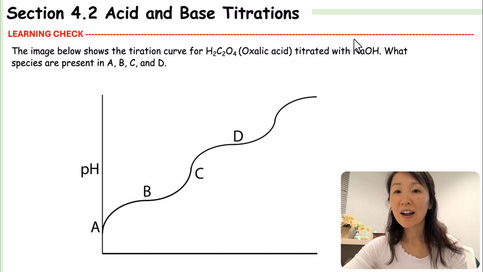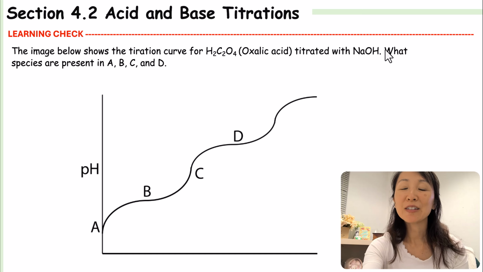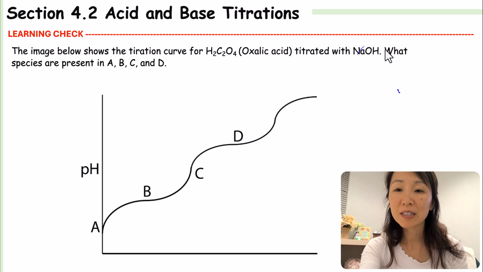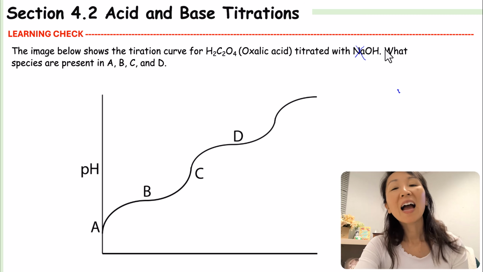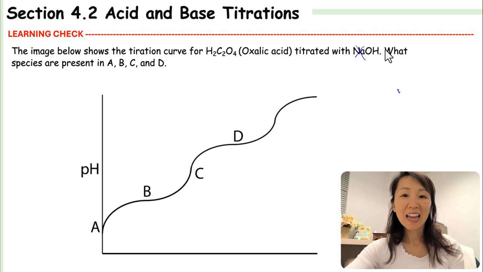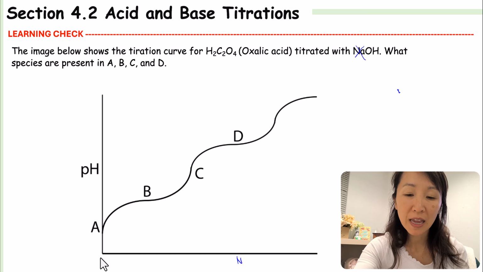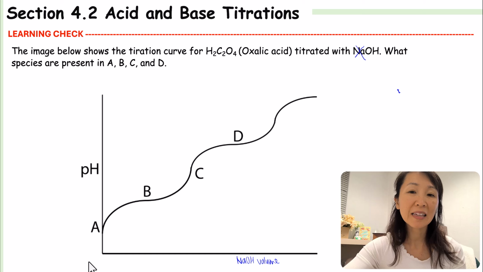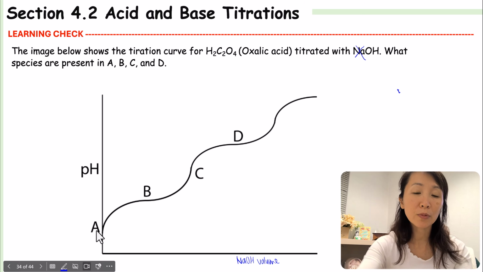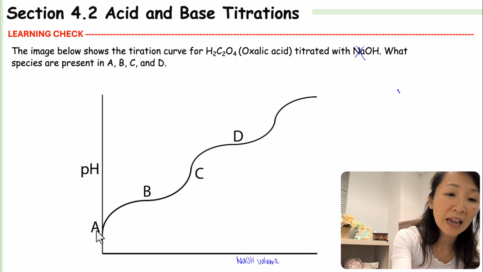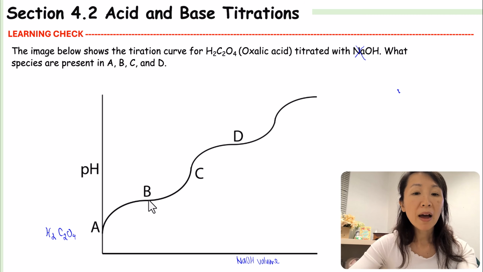What's the spectator ion here? Yeah, you can get rid of the sodium. So let's get rid of that one. Okay. All right, now what's in A? A, we haven't added any NaOH here. So this is representing NaOH volume. We haven't added anything yet, so we only have the oxalic acid. So we only have H2C2O4.